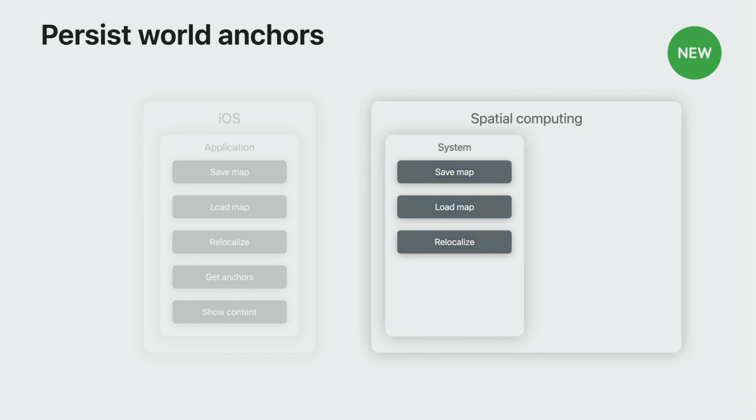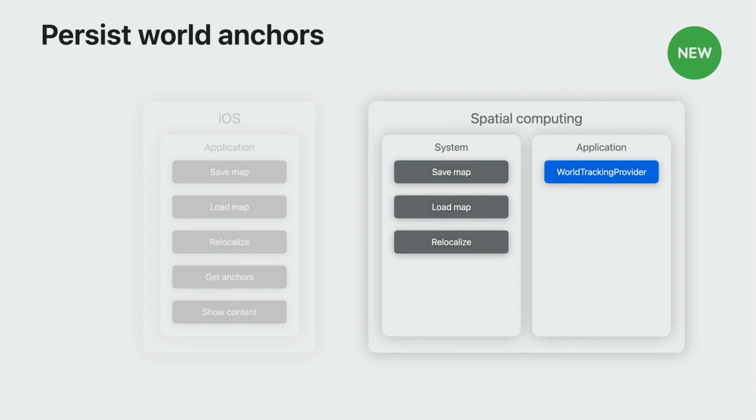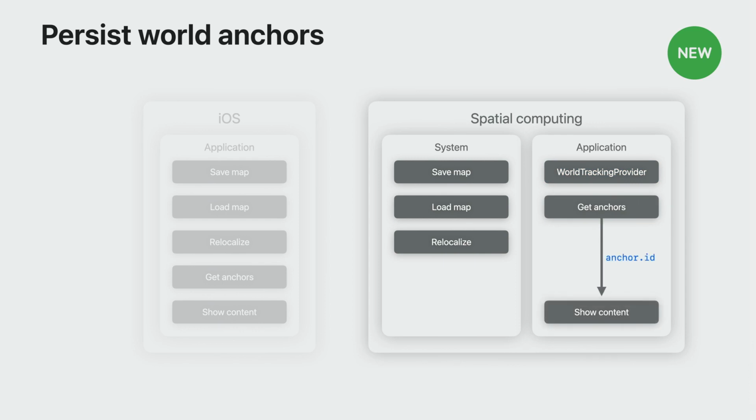When placing content, you'll be using the new world tracking provider to add world anchors to the world map. The system will automatically save these for you. The world tracking provider will update the tracking status and transforms of these world anchors. You can use the world anchor identifier to load or unload the corresponding virtual content.